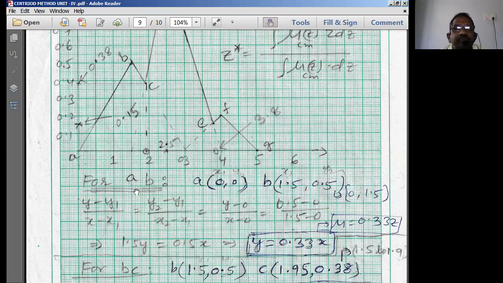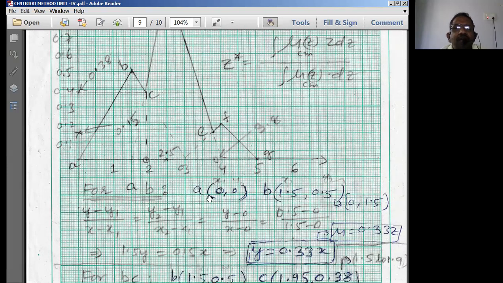So let us go with the same procedure that we discussed in the previous session. A has 0 as the x coordinate, and y is also 0. B has x coordinate 1.5 and y coordinate 0.5. So B is 1.5, 0.5.